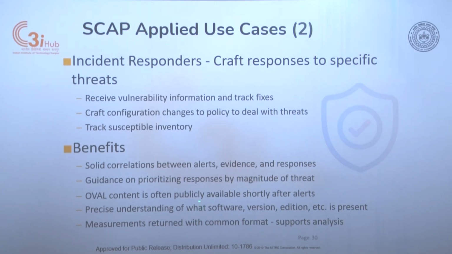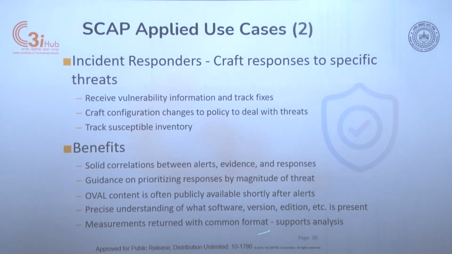OVAL content is often publicly available shortly after alerts. So, this is what I was talking about. Nowadays, in the NVD database, many CVEs come with the corresponding OVAL content. So, you can just cut and paste, put it into your OVAL file and rerun your OVAL test, right. In fact, tools like Nessus basically do this kind of stuff. Precise understanding of what software version, edition, etc. are present, and measurements returned in a common format.